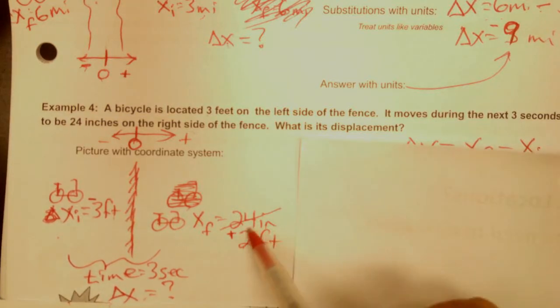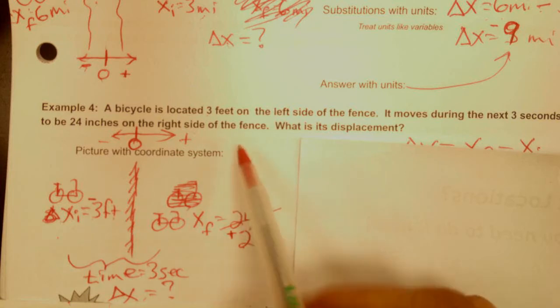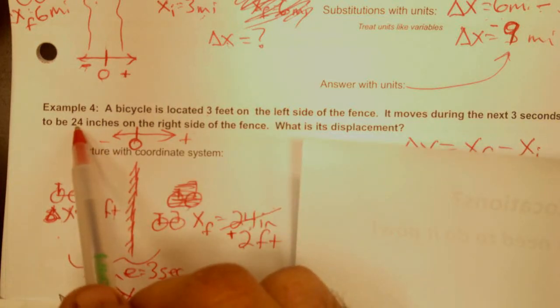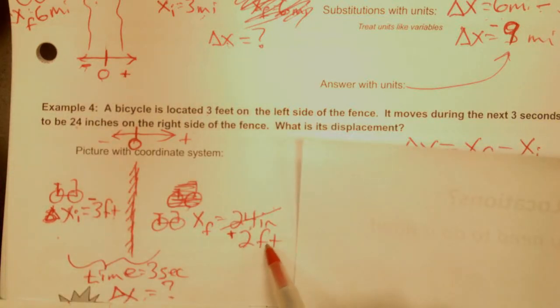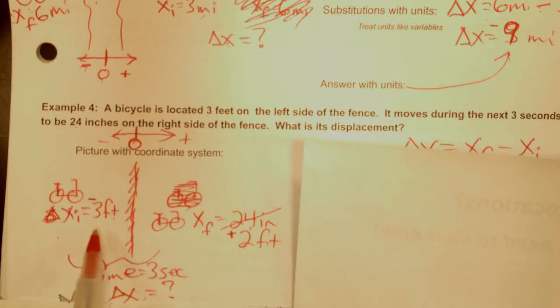Okay, you notice here that I've crossed off the 24 that was given in the story problem. I replaced it with 2 feet because I want to have my units to be all the same kind of compatible units. The distances have to be measured in the same kind of distance unit. So 24 inches is the same thing as 2 feet, just from 12 inches is a foot.